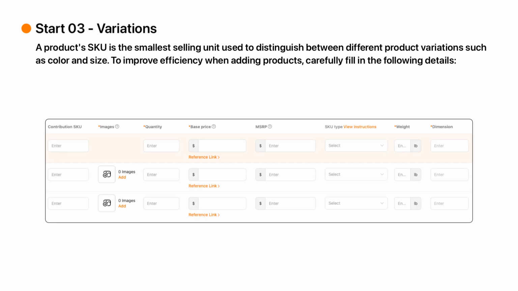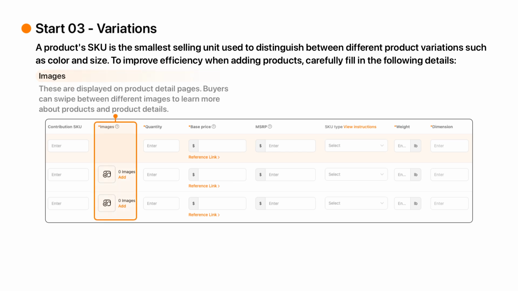A product's SKU is the smallest selling unit used to distinguish between different product variations such as color and size. To improve efficiency when adding products, carefully fill in the following details. Images. These are displayed on product detail pages. Buyers can swipe between different images to learn more about products and product details.